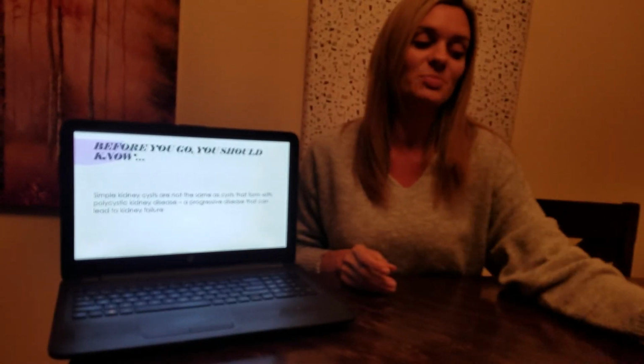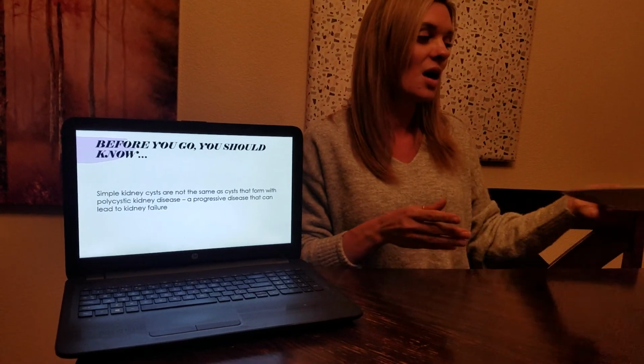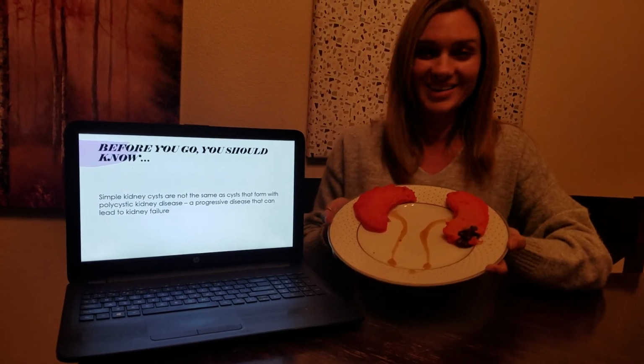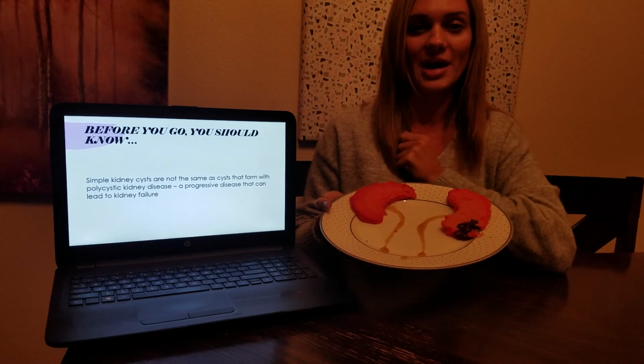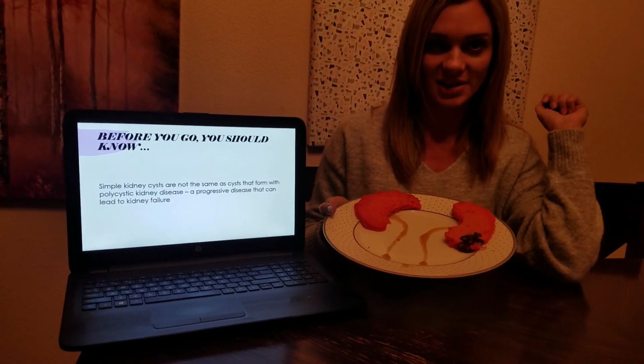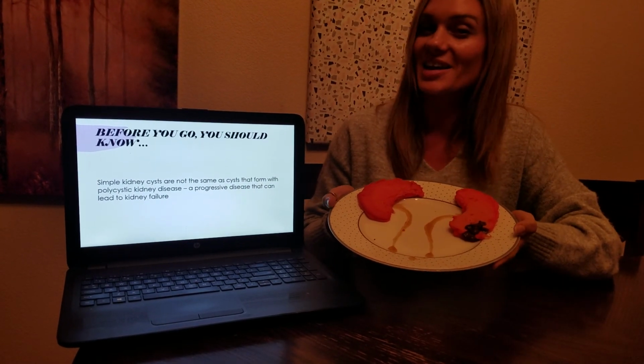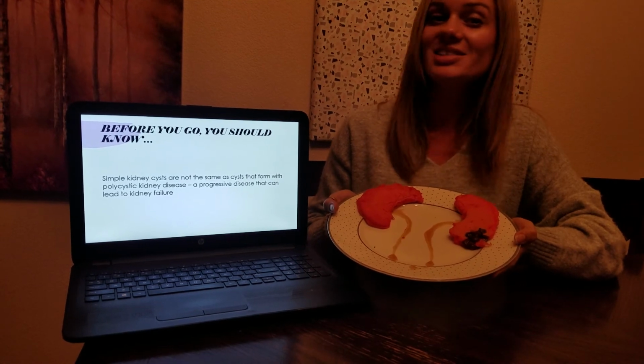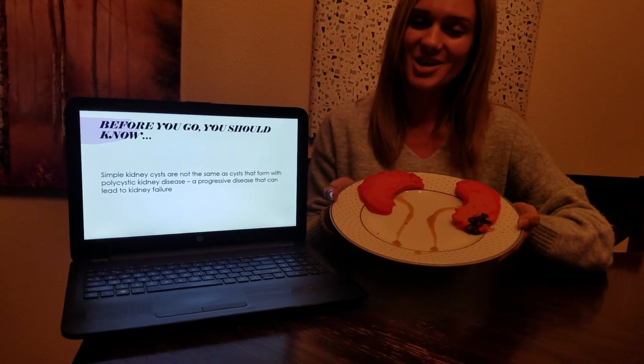For my display of pathology, I have created pancake kidneys, one without a cyst and one with a cyst. They look yummy, and if you were here, I would insist that you try a bite.